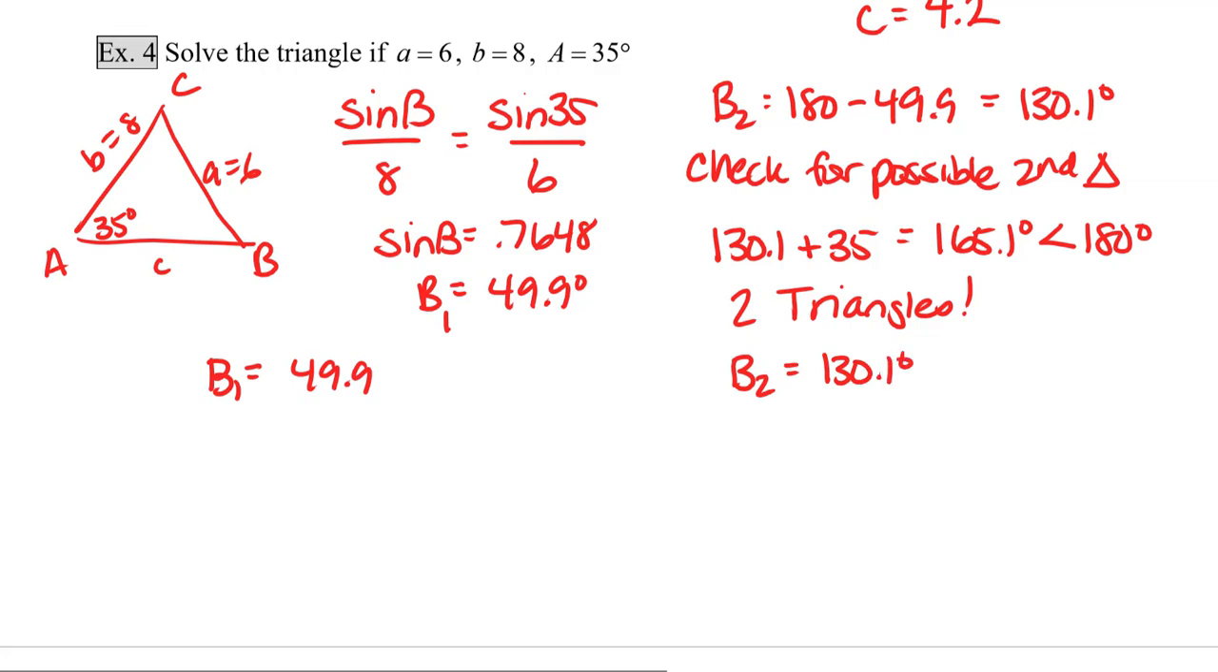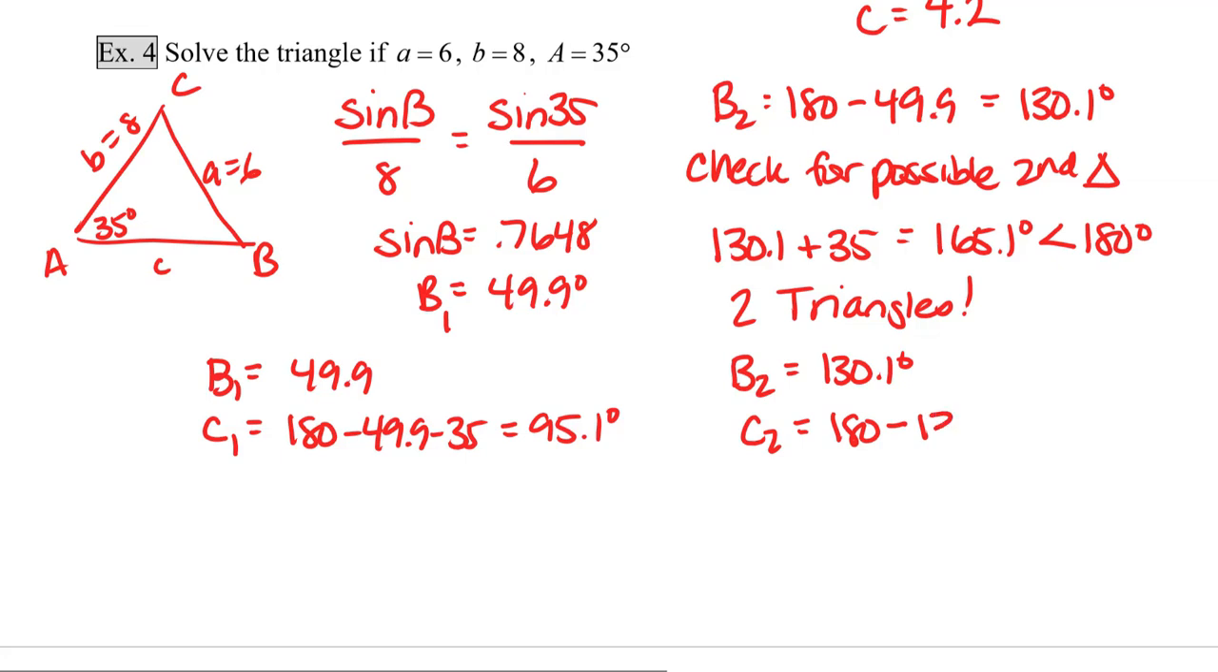I'll find my angle C on my first triangle, and that's going to be 180 minus 49.9 minus 35, and that is equal to 95.1 degrees. In triangle 2, I'll find my C2 by taking 180 minus 130.1 minus 35, and I get my angle in triangle 2 to equal 14.9 degrees.